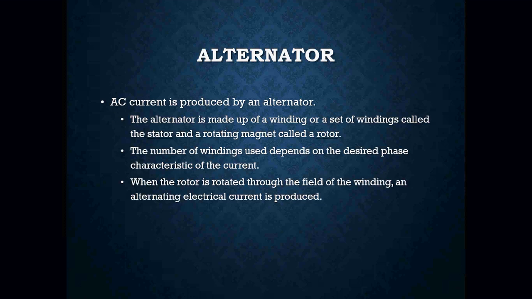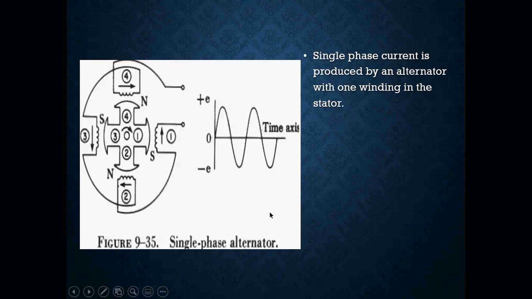So AC current is produced by an alternator, or a generator, basically. The alternator is made up of a set of windings called the stator and a rotating magnet called a rotor. The number of windings used depends on the desired phase characteristics of the current, and when the rotor is rotated through the field of the windings, an alternating electrical current is produced.